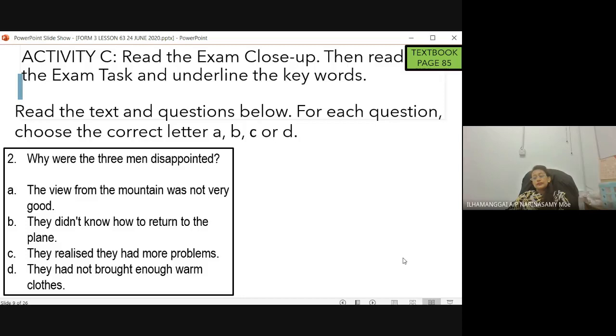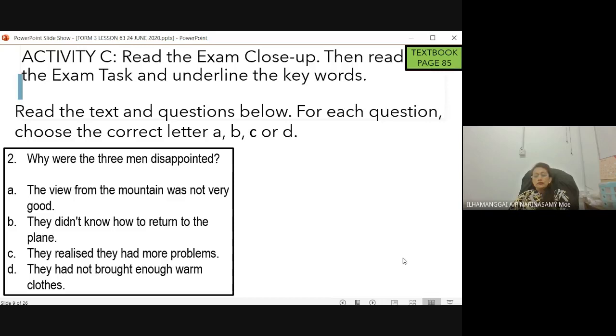Right, Tarvina, the view not very good. Okay. View was not good. Yes, Charani. Sharinya, view from mountain not good. Yes. Why is Danny so quiet? I didn't see Danny answering. Hatif. Okay. What about the rest? Fong, Xiaomin, Yivun, right? Okay. So you got didn't know how to return plane. View from mountain not good. Realized had problems. Yes, anymore? Didn't know how to return home. Yes, Hadif. Right. Yes, realized had more problems. Yes, Yaomin. Not brought warm clothes. Yes, not enough. More. All right. Anymore?